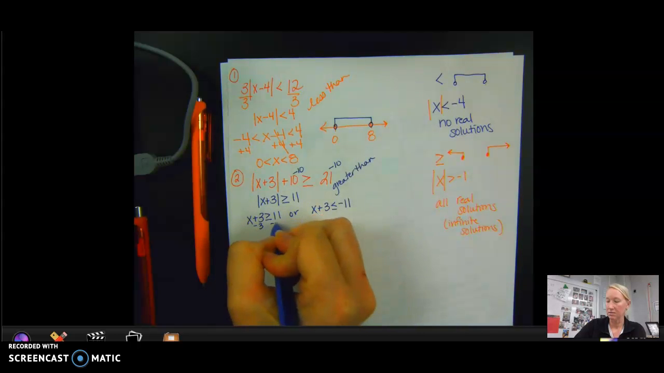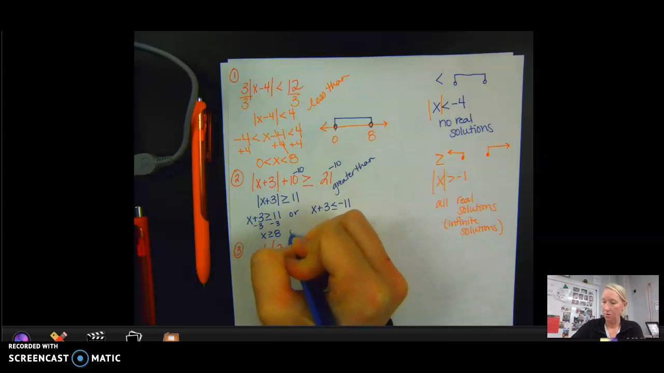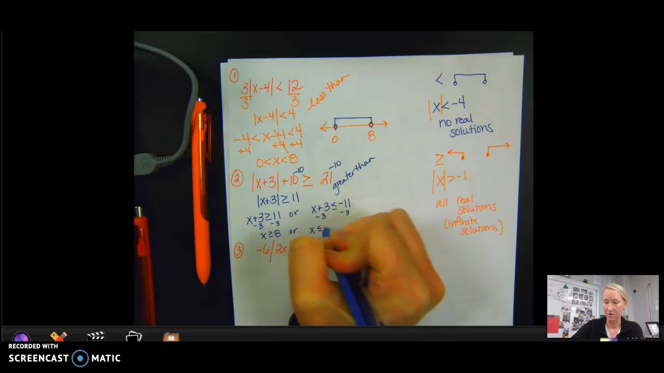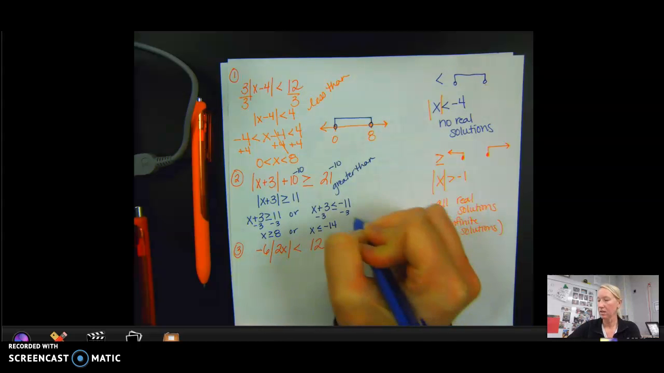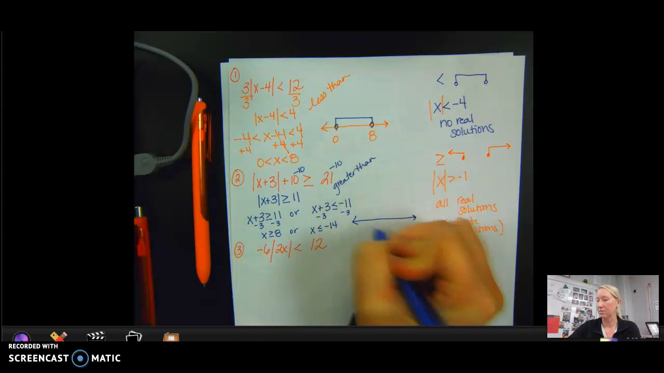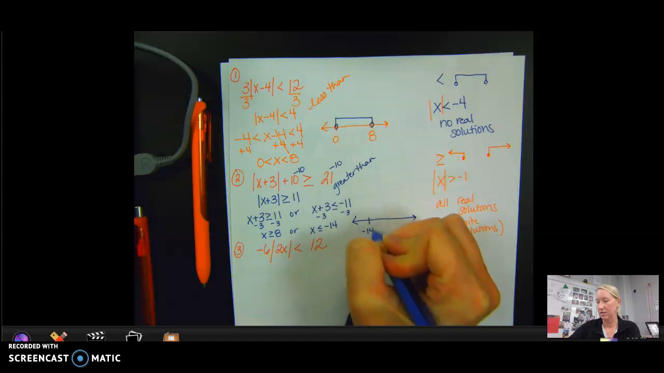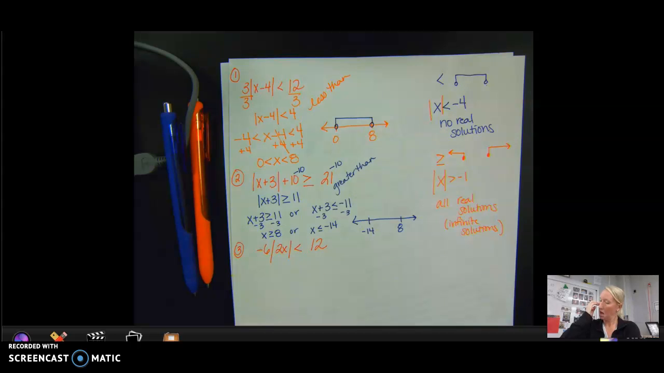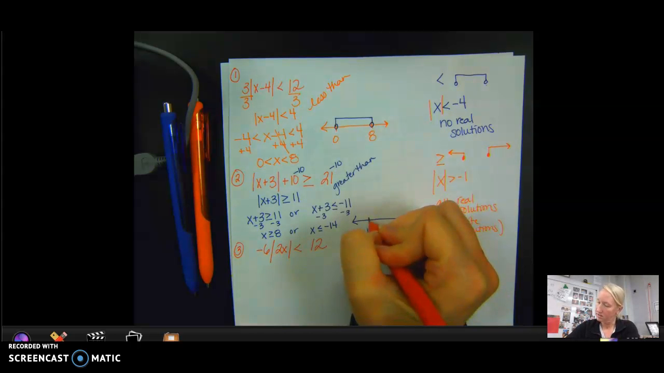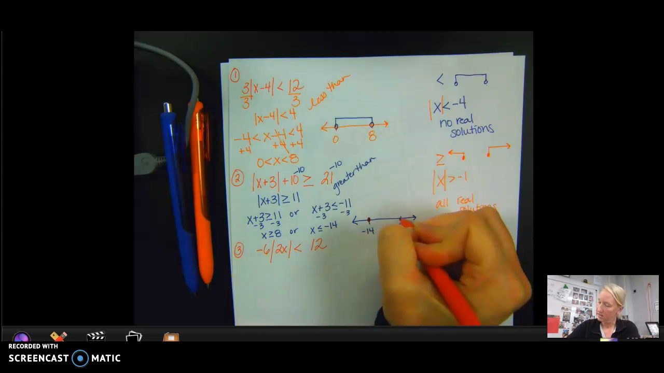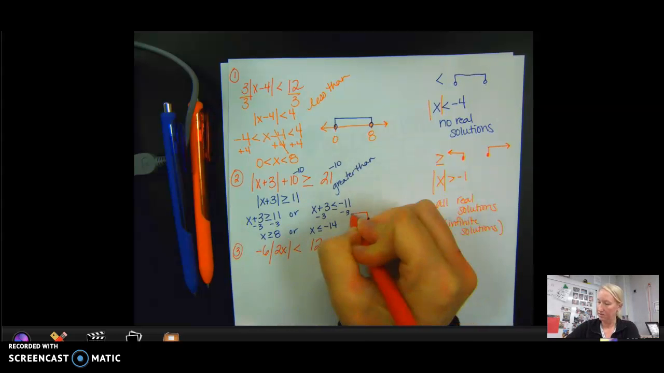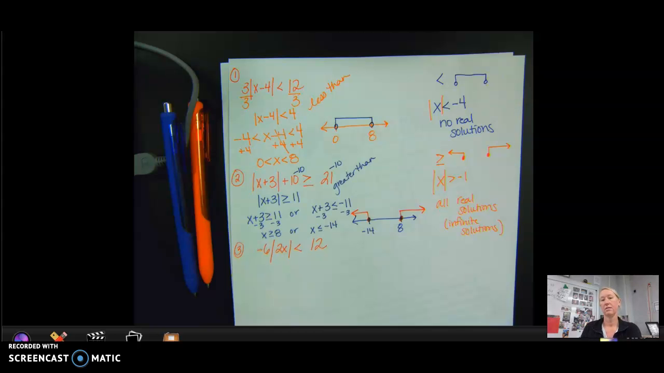We're going to subtract 3, so I get x is greater than or equal to 8. Or subtract 3 here, x is less than or equal to negative 14. If I graph this, I'm going to put negative 14 is smaller, 8 is bigger. We have closed circles, and they are going to go out because x is bigger than 8, but x is smaller than negative 14. Okay.